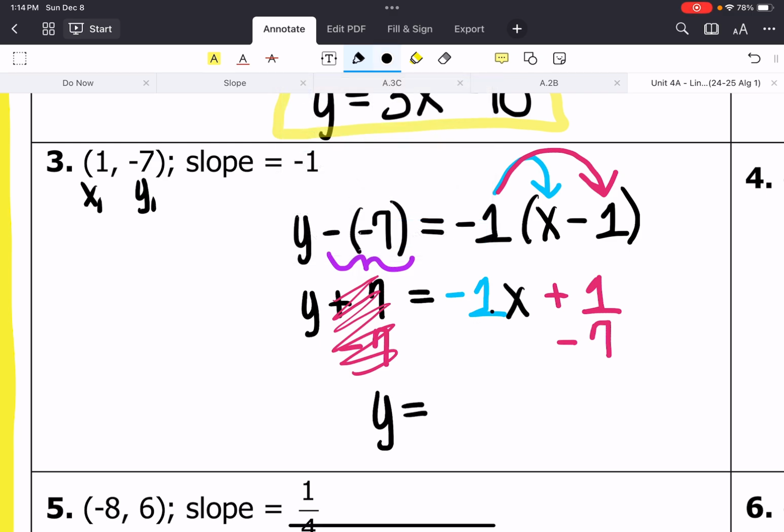You have a negative 1x. Remember, you do not need the 1 there, though. It stays invisible. You just need the negative sign. And plus 1 minus 7 leaves me with minus 6, giving me my equation of y equals negative x minus 6.